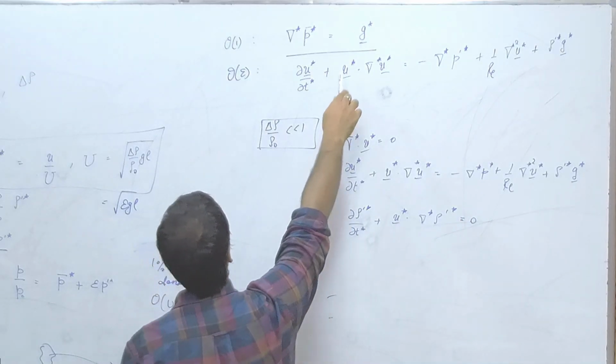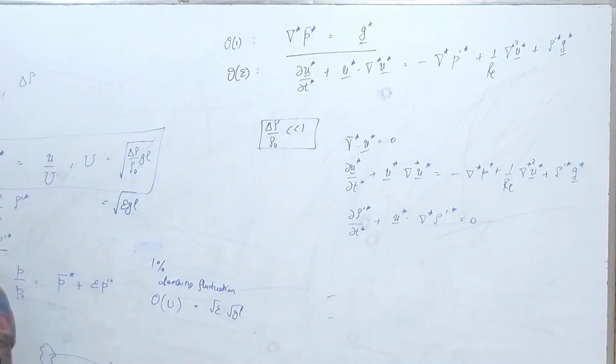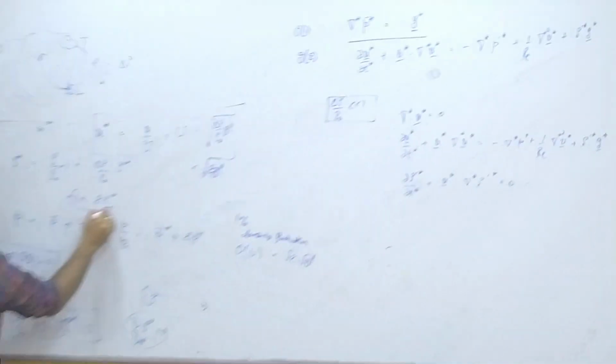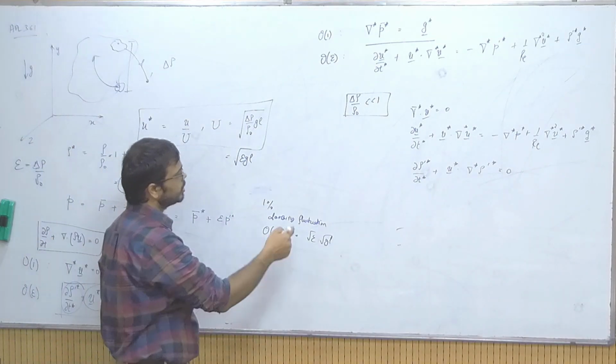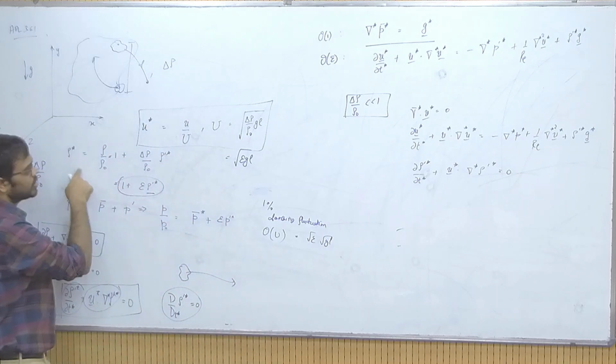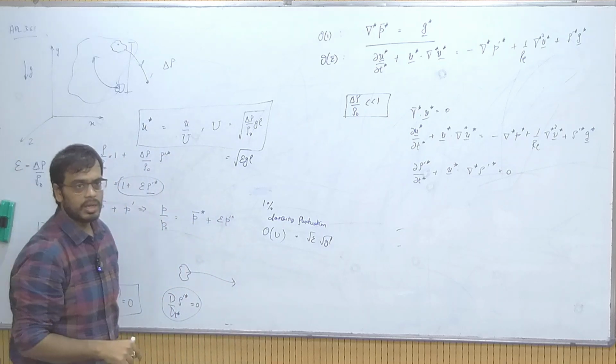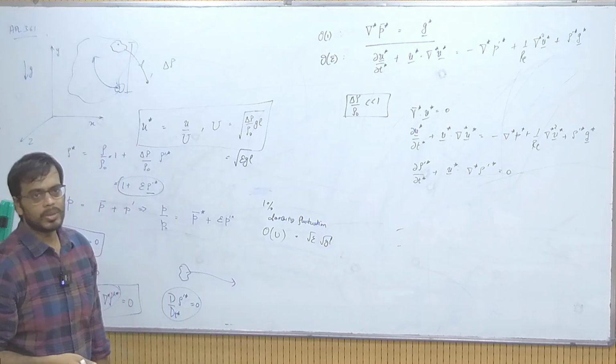No, that's the thing. I had rho star, that was a mistake, because rho star will also be considered at order 1. Just go to your momentum equation and substitute this for rho star. You have 1 plus epsilon rho prime star. At order 1, rho star is 1.